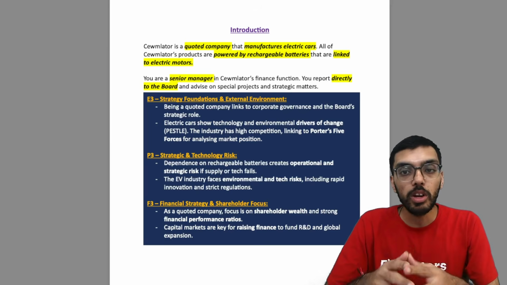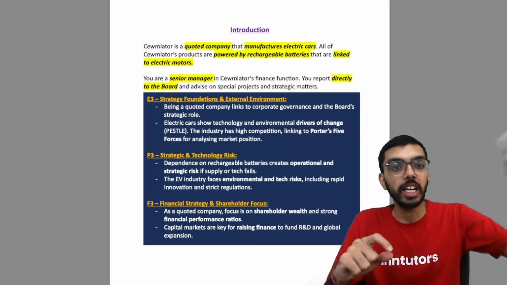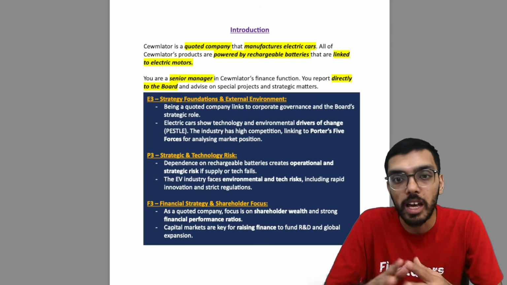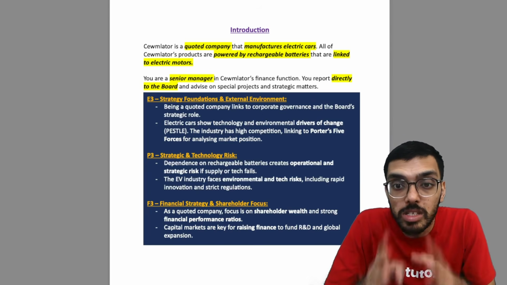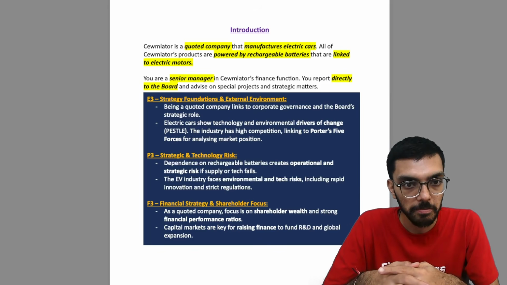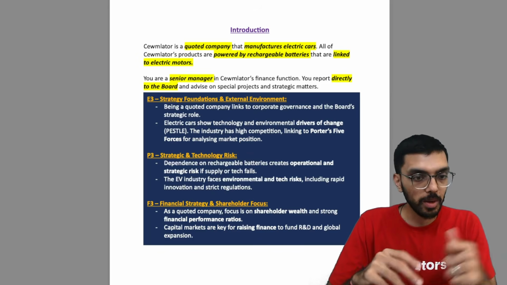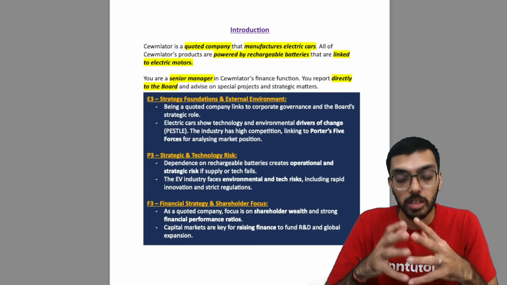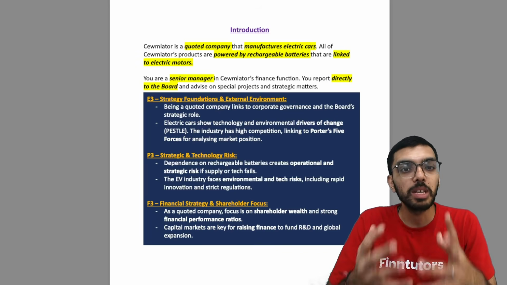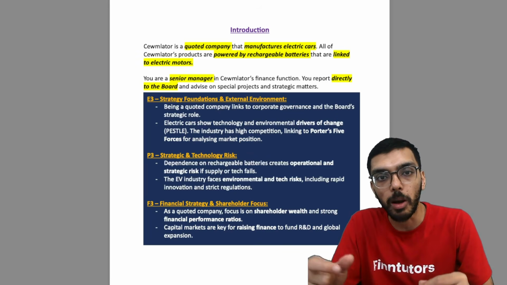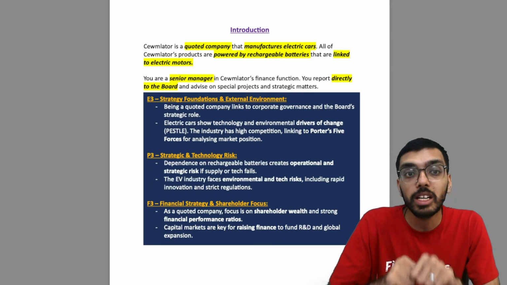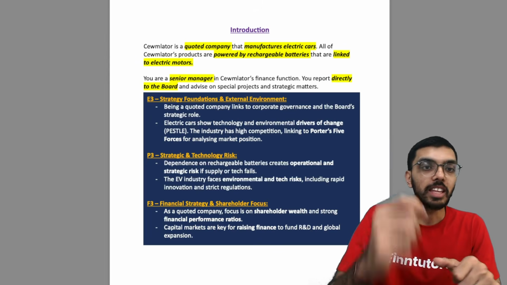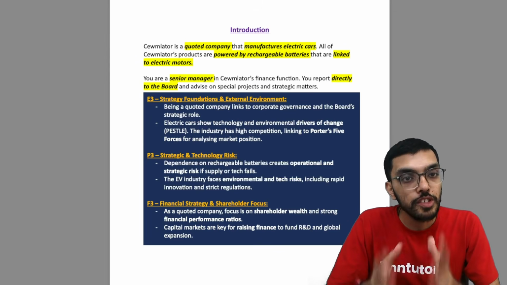So this time around, as we have done in our industry analysis, if you haven't done my industry analysis, please go back and do it. It's a very good start to the pre-seen. As we learned in our industry analysis, this time the industry that's been given to us is that of a company that manufactures electric vehicles, electric cars specifically. And the name of the company is Cewmlator.